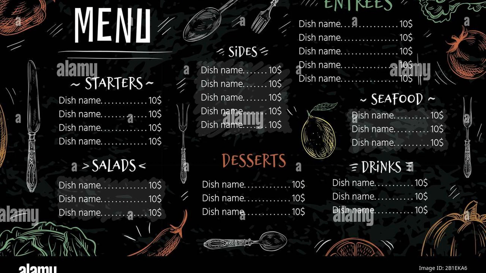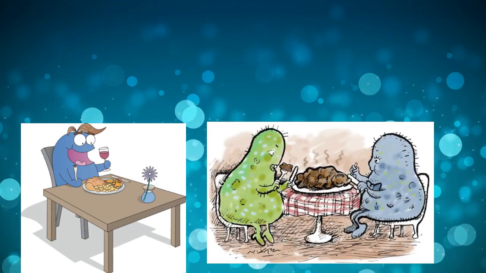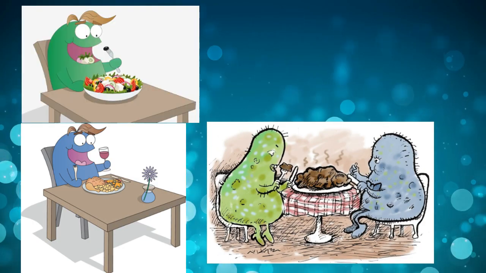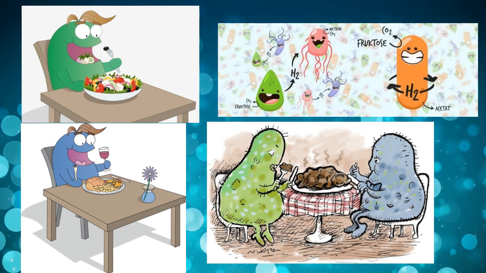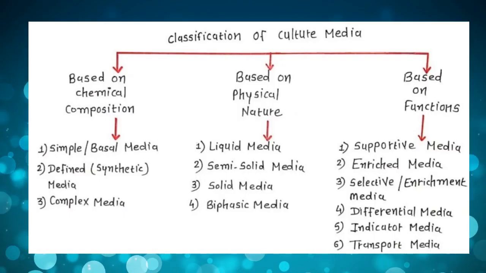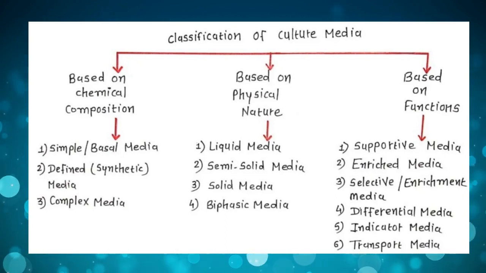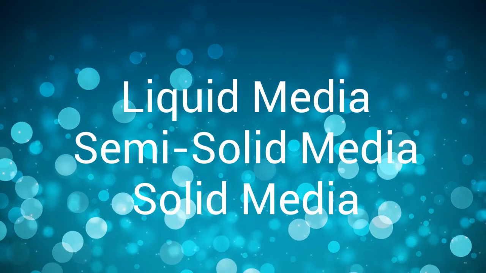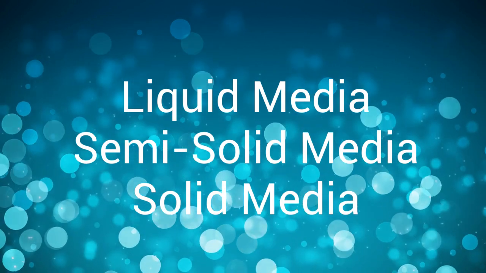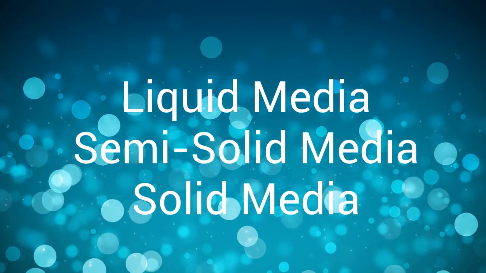You can compare culture media to the menu of a restaurant. The microbiologist has to prepare a specific meal of choice for a specific pathogen. We can classify the media according to their physical state, chemical composition, and purpose. Based on their physical state, the media can be classified as liquid, semi-solid, or solid.